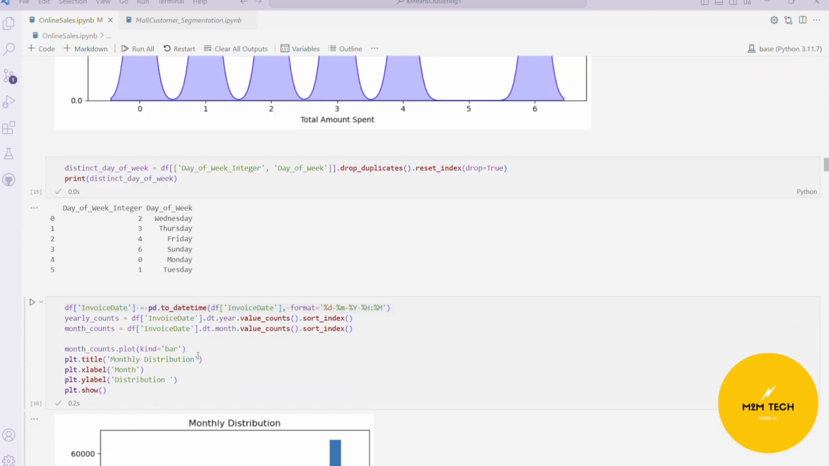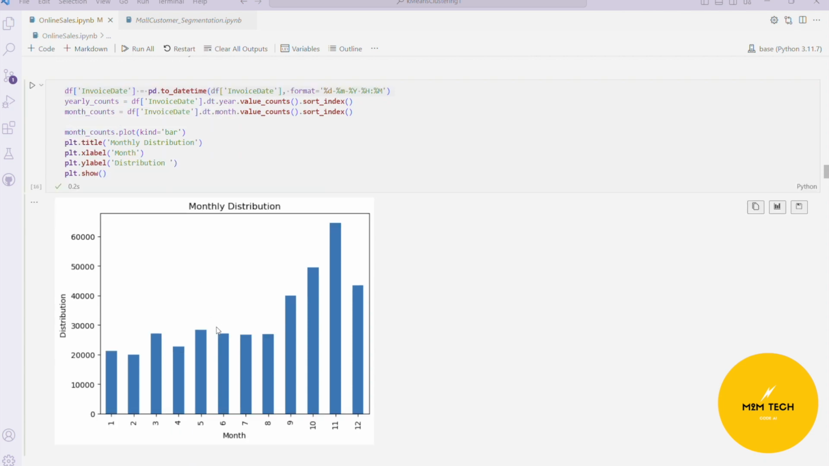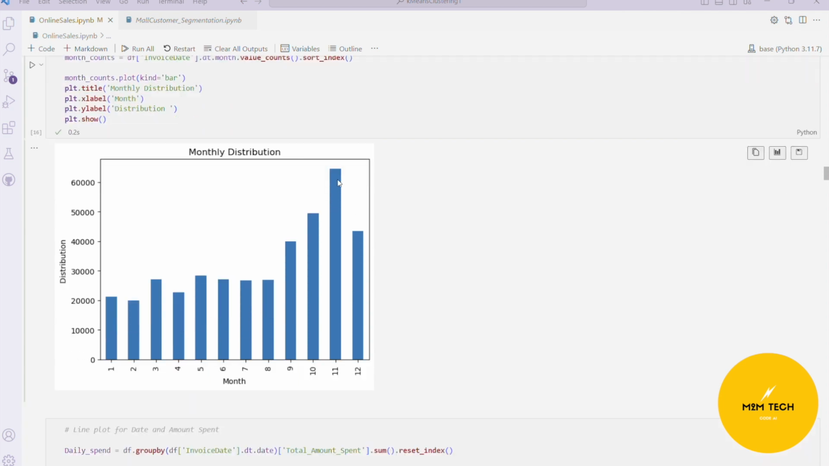And then I went ahead to also check the month column that I created, month count. I wanted to check the distribution per month. Turns out that most of the spending was happening in the 11th month.